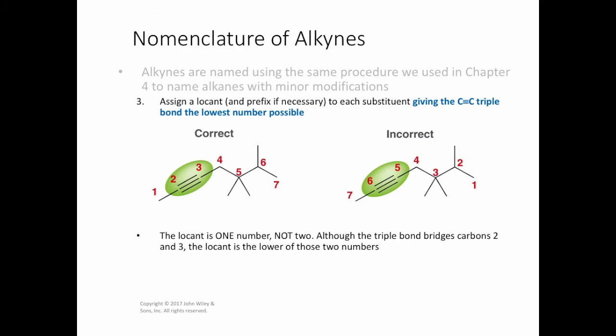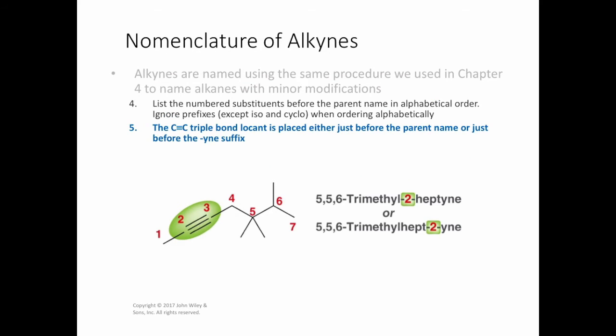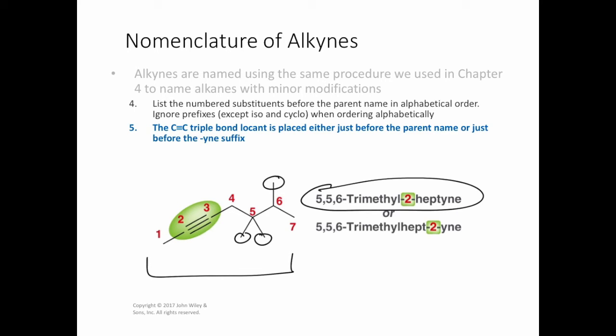Just like with alkenes, you're going to number from the end that gives the triple bond the lowest possible numbers. So here you would number from the left. This would be incorrect. And the locant, that's just the number, will be the number of the first carbon of the triple bond. So it would be 2. Now when we put this all together, we note that there are 2 methyls at carbon 5 and a methyl at carbon 6. So this entire structure becomes 5,5,6-trimethyl-2-heptyne. Alternatively, you could put the 2 before the suffix YNE.